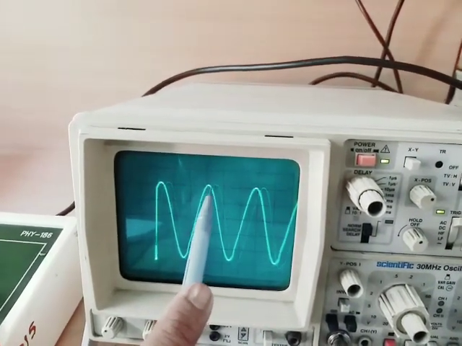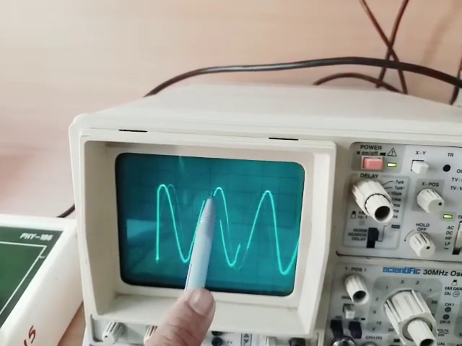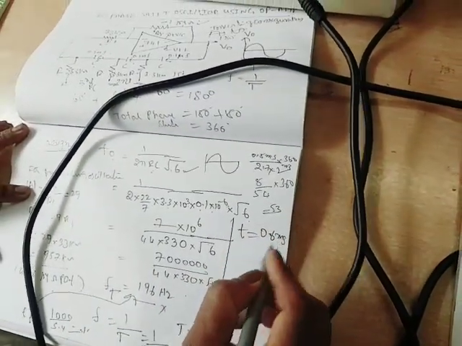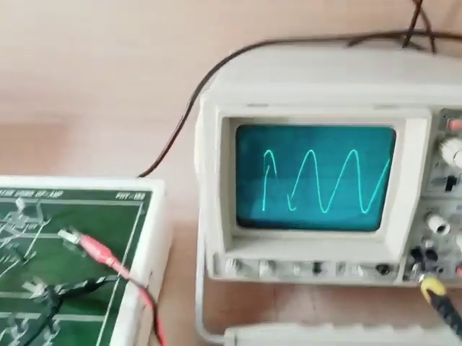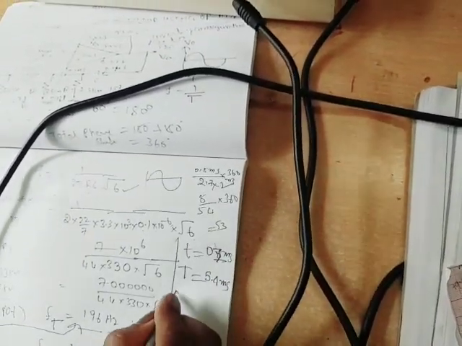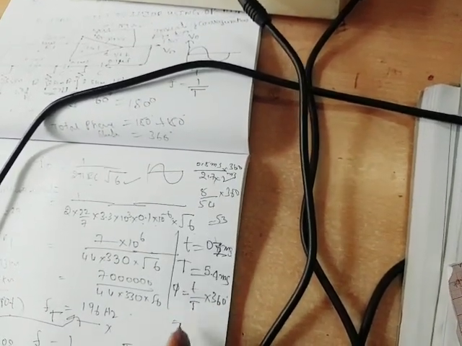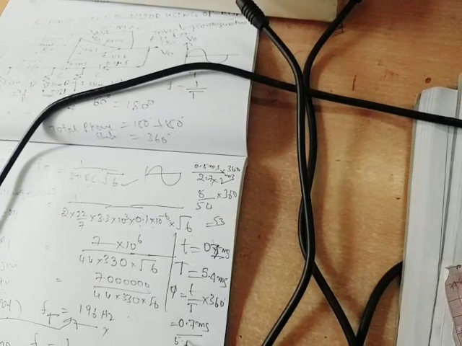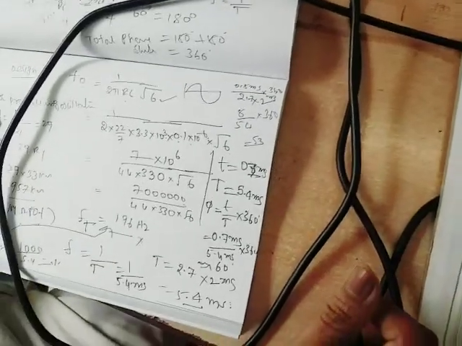Find out the difference between these two, that is small t. Small t is 0.2, 0.4, 0.6. Small t is equal to 0.6 milliseconds or nearly 0.7 milliseconds. Capital T already determined is 5.4 milliseconds. Therefore, phase shift phi is equal to small t by capital T into 360 degrees. Small t is 0.7 milliseconds by capital T is 5.4 milliseconds into 360. That is nearly equal to 60 degrees phase shift.